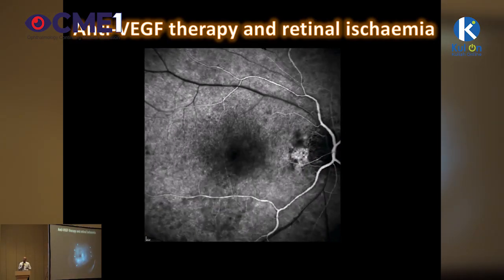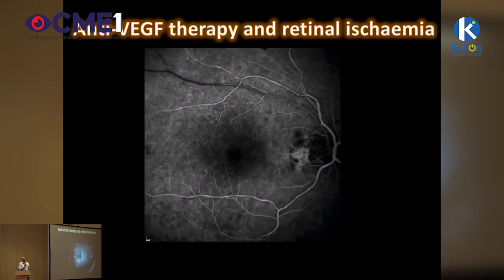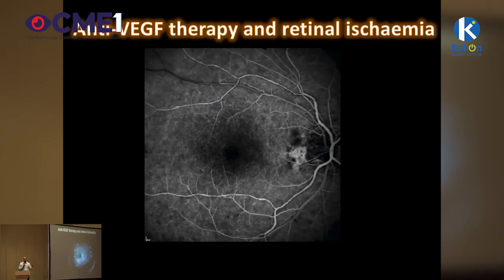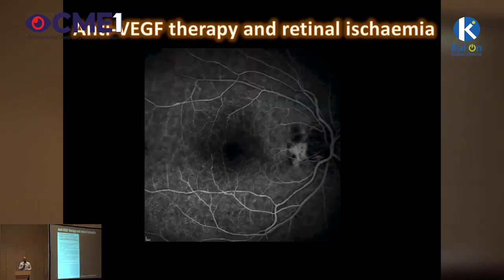So look at this patient. Even though I've treated them with intravitreal therapy, their non-perfusion is getting worse. The capillary non-perfusion is actually working its way towards the center. So what should I do?